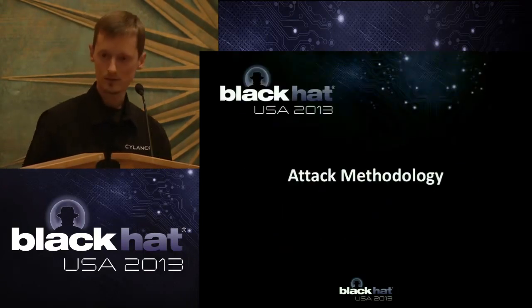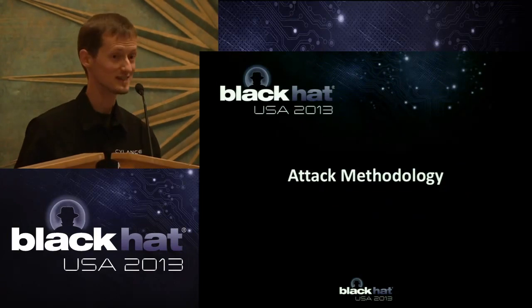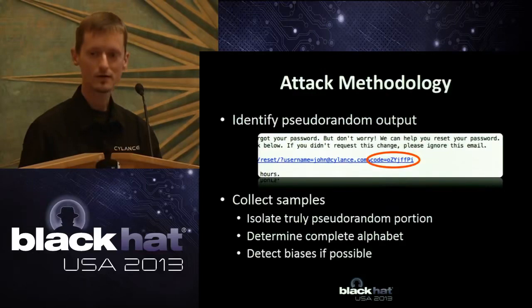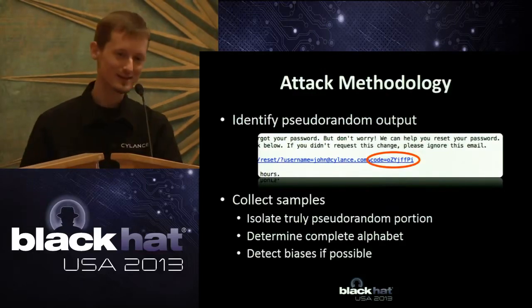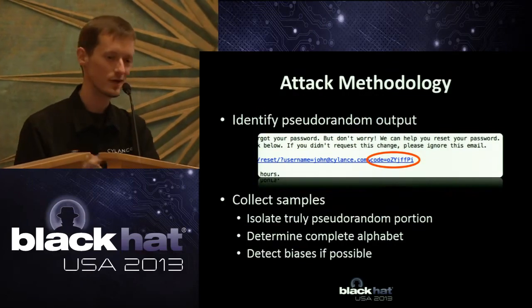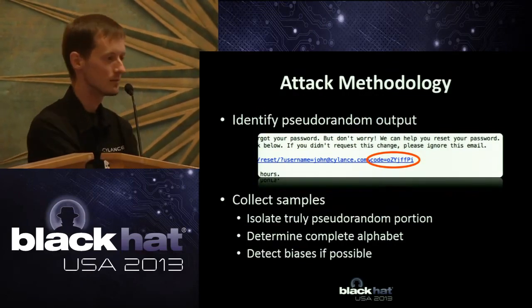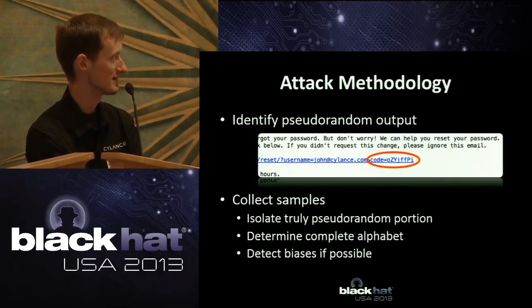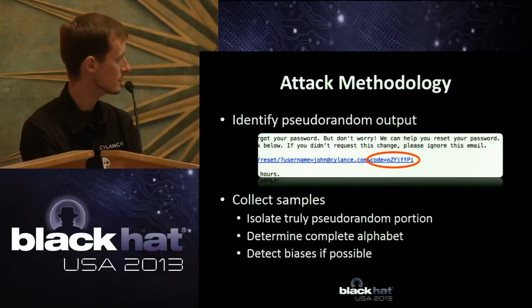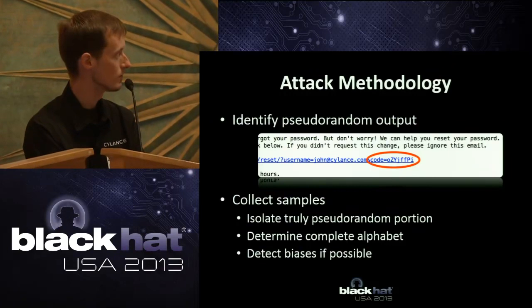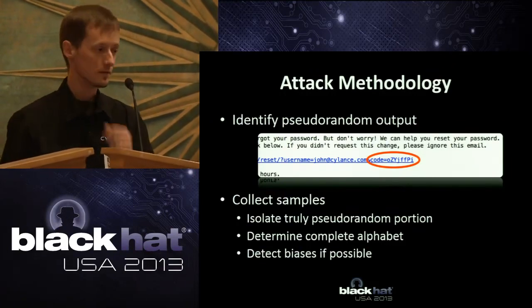All right, so now what we've all been waiting for is actually attacking stuff. We got a four-step plan to help you attack pseudorandomness in these applications. Step 1, find an application. Find some pseudorandom behavior to attack in it. In the screenshot, we're getting a URL that contains some kind of pseudorandom-looking code. Step 2 is collect samples. Here we have one sample, but we need more samples.